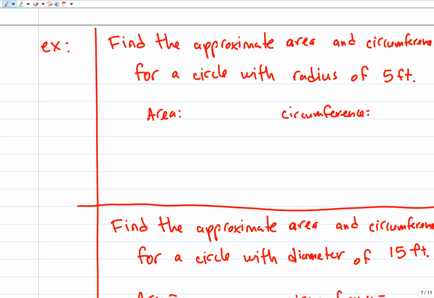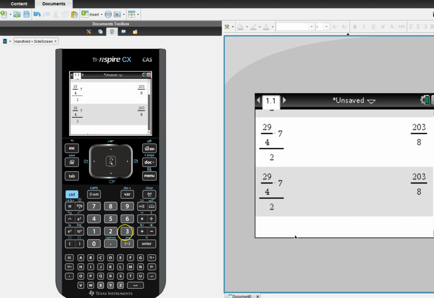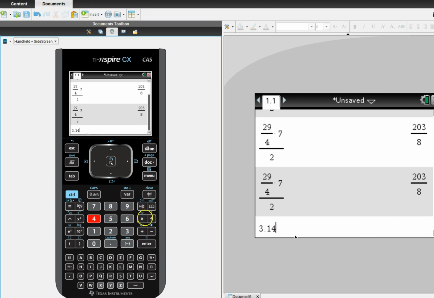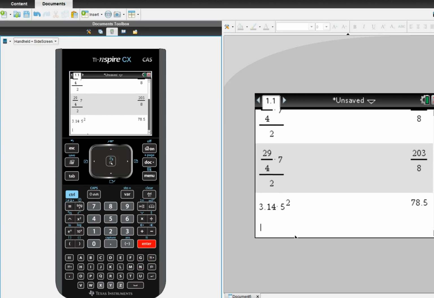Find the approximate area and circumference for a circle with a radius of 5 feet. Well, the area is pi times r squared, or pi times 5 squared. For pi, they'll tell you to use approximately 3.14. That's not an exact number, that's just an approximation. So I can do pi, 3.14, times 5 squared, and that would be the answer they would want you to write down.